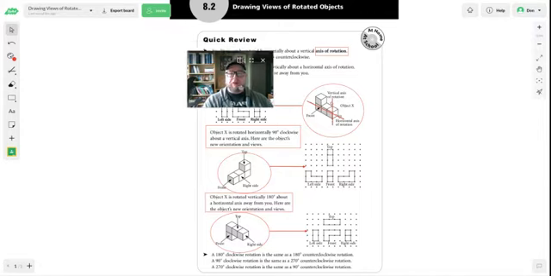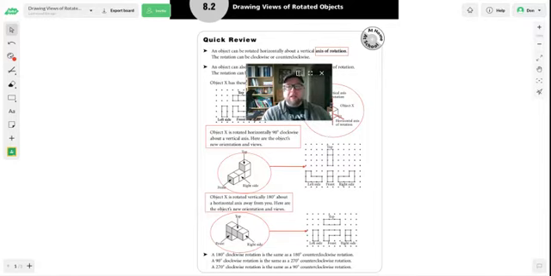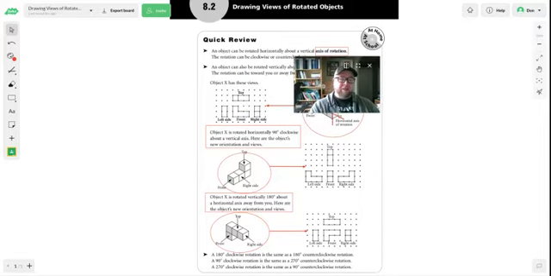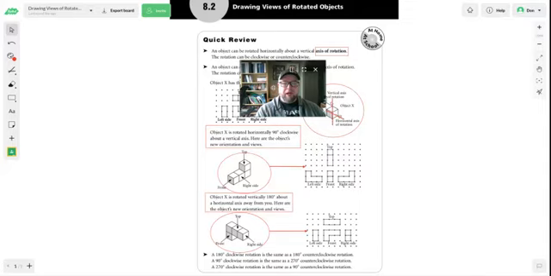So just as a quick review, I just want to go over this stuff right here above me and review that an object can be rotated horizontally about a vertical axis of rotation. Now, there are two types of rotation we're going to be talking about, and in which direction they can go. The first two rotations we'll be doing are clockwise and counterclockwise. Of course, on a clock, the hands go this way, and counterclockwise, they go the opposite way.